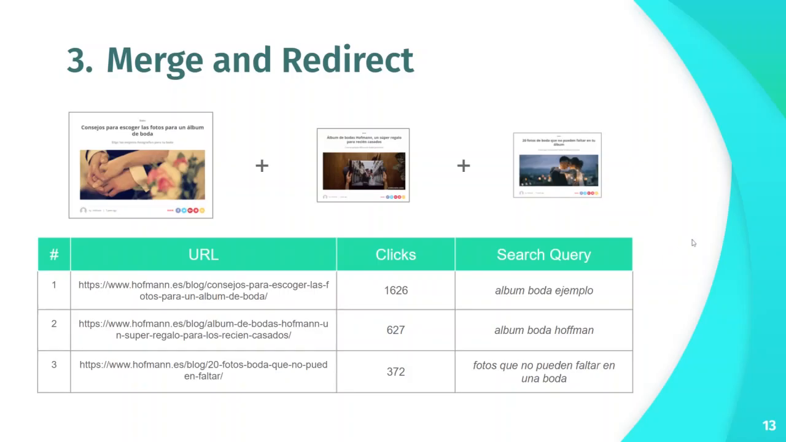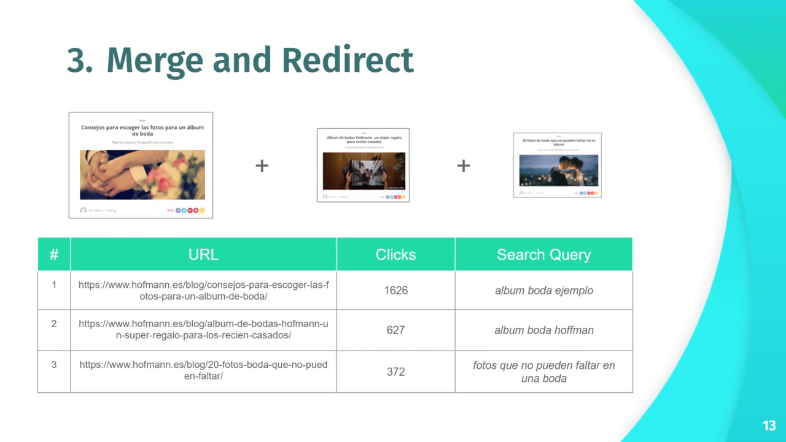The second scenario was the case where we had three or more different blog posts talking about the same topic. In this case, we had three different blog posts talking about wedding albums or wedding photo books. We knew that the three of them were competing with each other for similar keywords.